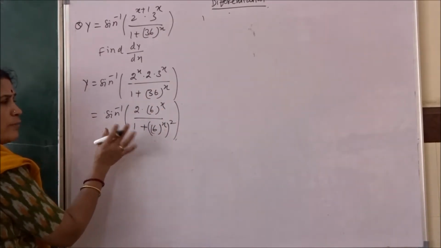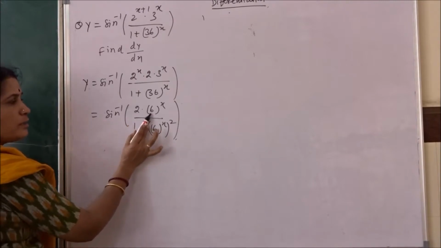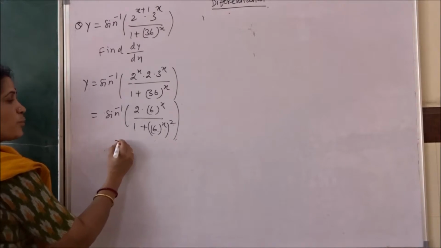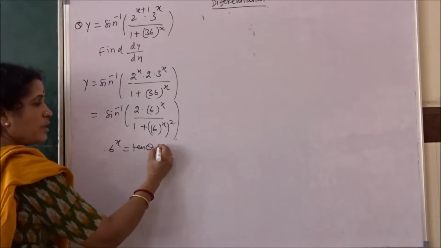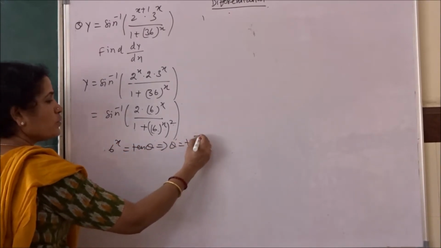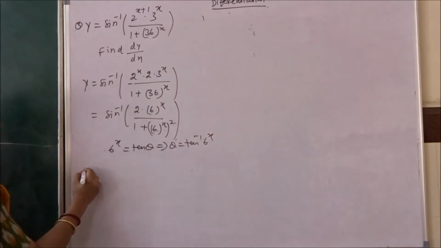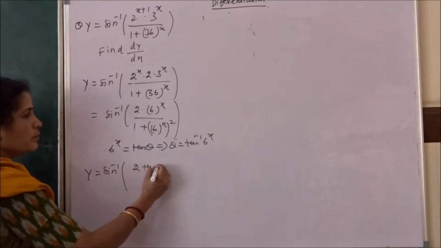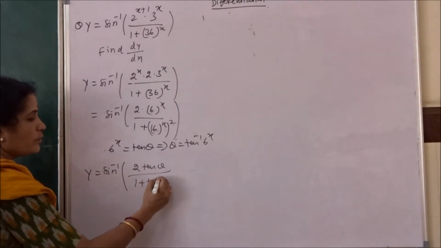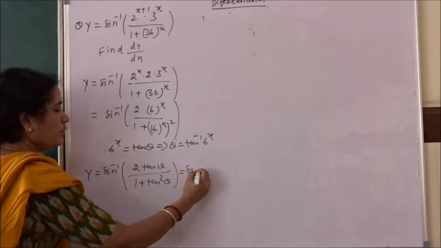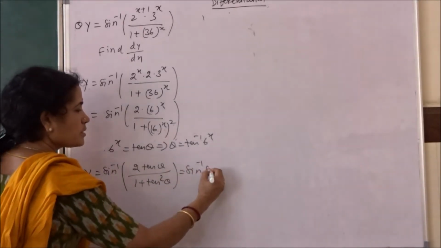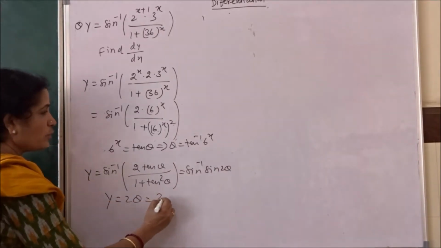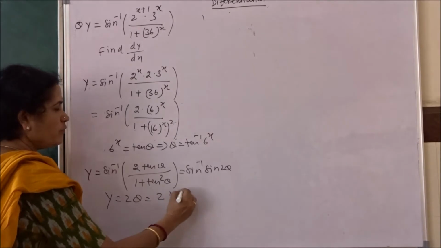Now can you remember any formula related to this? 2 tan theta upon 1 plus tan square theta. So what is the substitution? 6 power x is equal to tan theta. Am I correct? This implies theta equals tan inverse of 6 power x. Now y equals sine inverse of, giving the substitution, 2 tan theta the whole upon 1 plus tan square theta. That is equal to sine inverse of sine 2 theta. Am I correct? Now y equals 2 theta, that is 2 into tan inverse of 6 power x.